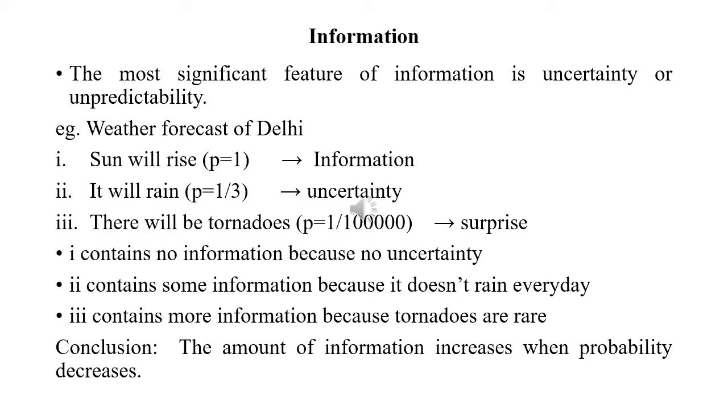The second statement is it will rain. Its probability is 1 by 3. So it contains some information because it doesn't rain every day. The third statement is that there can be tornadoes. The probability is very less and it contains more information because tornadoes are very rare. The conclusion is that the amount of information increases when probability decreases.